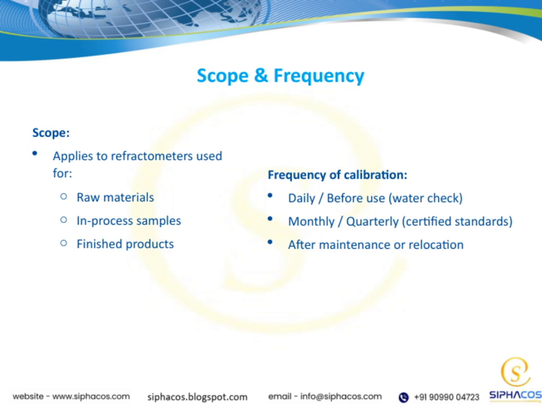Now, let's look at the scope and frequency of calibration. This applies to all refractometers used across different stages, whether you're testing raw materials, in-process samples, or finished products. Ensuring proper calibration across these stages helps maintain product quality and compliance. So, consistent calibration is key, not just for accuracy, but for overall process reliability.